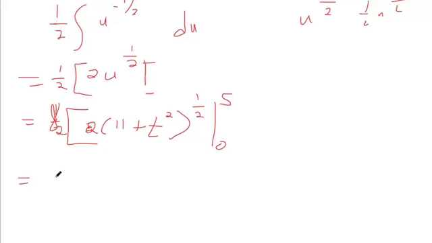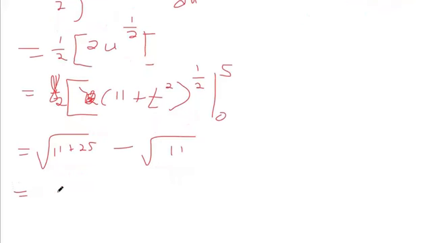So now we'll plug in 5 and see what happens. The 2's canceled out. A 1/2 power means a square root. So you get the square root of 11 plus 25. That's what happens when you plug in 5, the upper limit. And then the lower limit was 0, so we have to find out what happens when you plug in 0: the square root of 11 plus 0 squared. So it looks like our final answer is 6 minus the square root of 11.